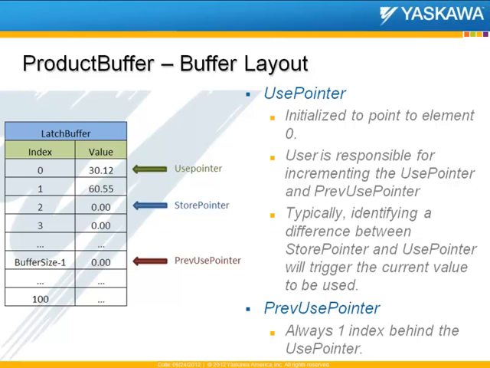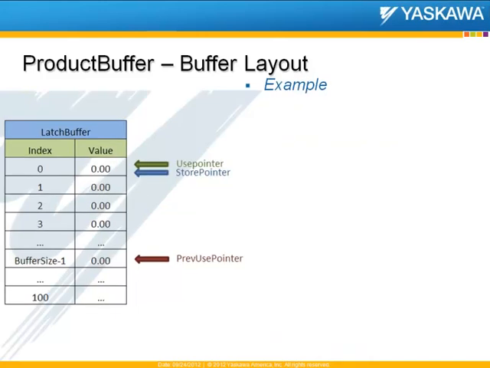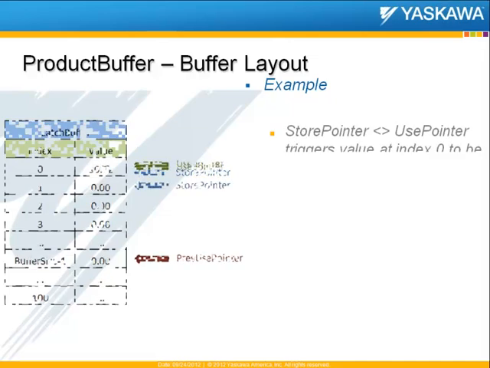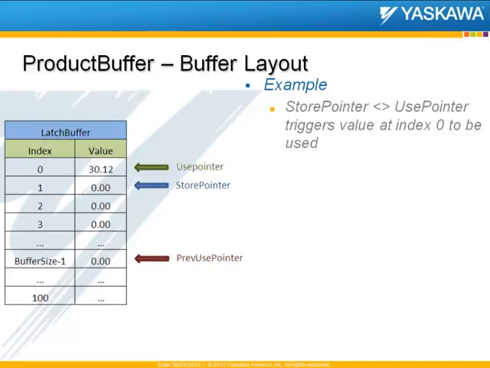So let me give you an example of how the buffer flows. Initially, the use pointer and storage pointer are set to element 0. Previous use is always one behind, so it's set to the top of the buffer. And say we get a latch, a captured position. So the storage pointer puts it in element 0 and then indexes itself to the next location. The program then detects that difference, and it'll trigger that value at index 0 to be used.